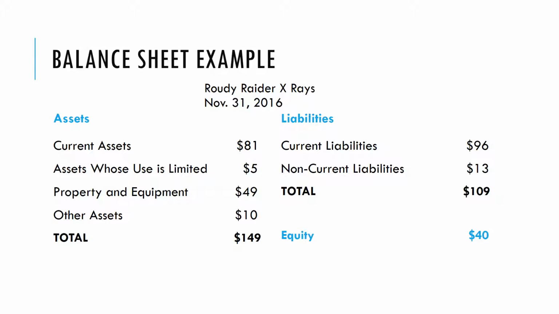And then on the other side of the balance sheet, you have liabilities, $96 of current liabilities and $13 of non-current liabilities. And then you have $109, which makes $109 total of liabilities. And then you have $40 of equity. So if you go back and think about what we talked about before, all of the assets over here are what we own. It's what Rowdy Raider X-rays owns. The liabilities are what we owe, and the equity is what our company, Rowdy Raider X-rays, is worth.